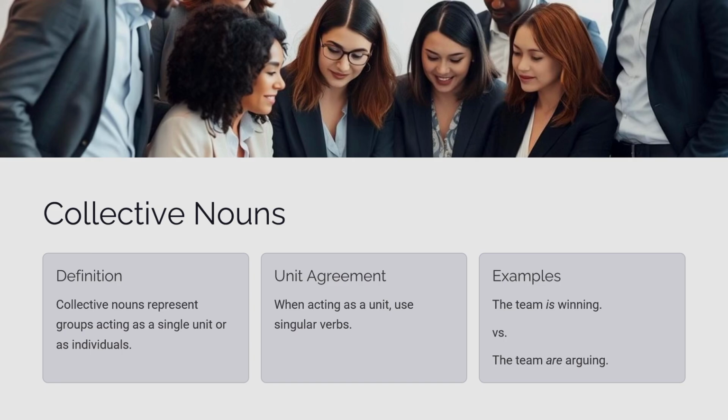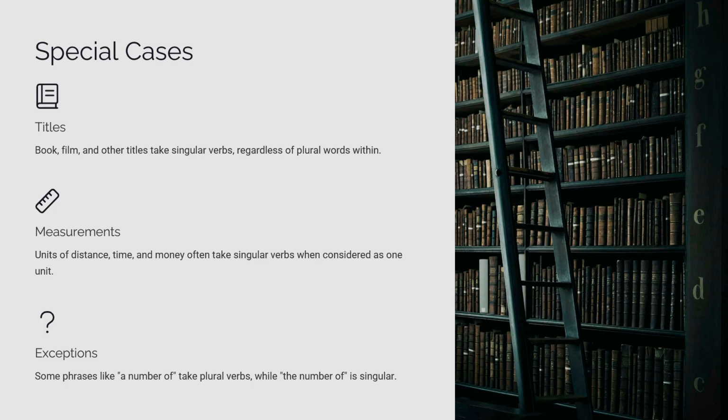And as we move forward, keep in mind how collective nouns can shift between singular and plural verbs depending on the intended meaning, allowing us to express either cohesion or distinction within a group. All right, so now we'll look at special cases in subject-verb agreement involving titles, distances, and amounts. And these cases have unique rules that don't always follow the patterns that we've seen so far.